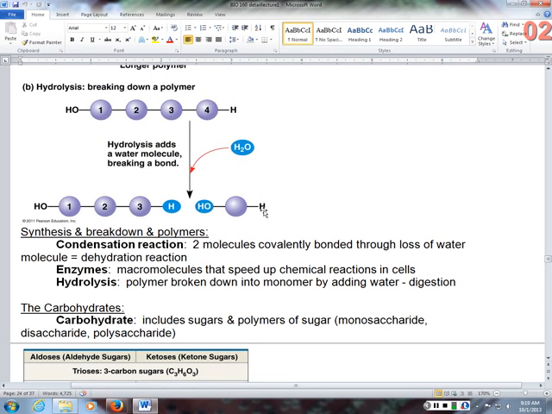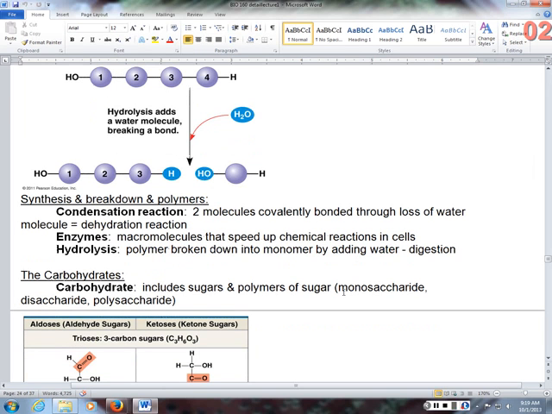A lot of what's going to control the rates of reactions are enzymes. These are macromolecules that will usually speed up or control reactions in cells. So hydrolysis, again, is that breaking down. An example of that is digestion. When you digest food, you add water into it, and it helps with your digestive processes.